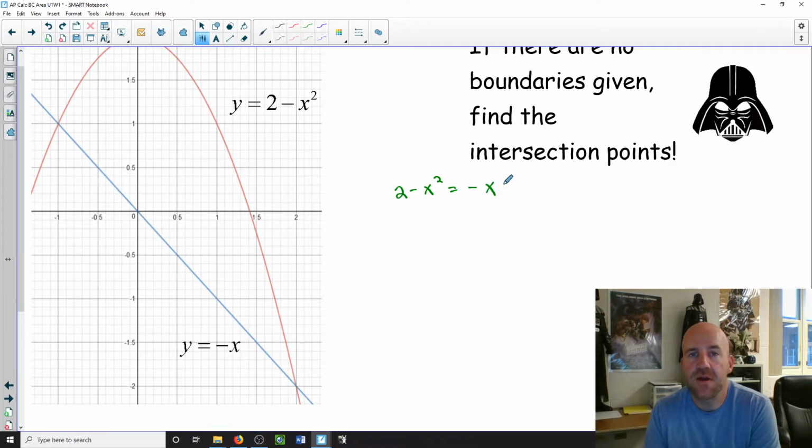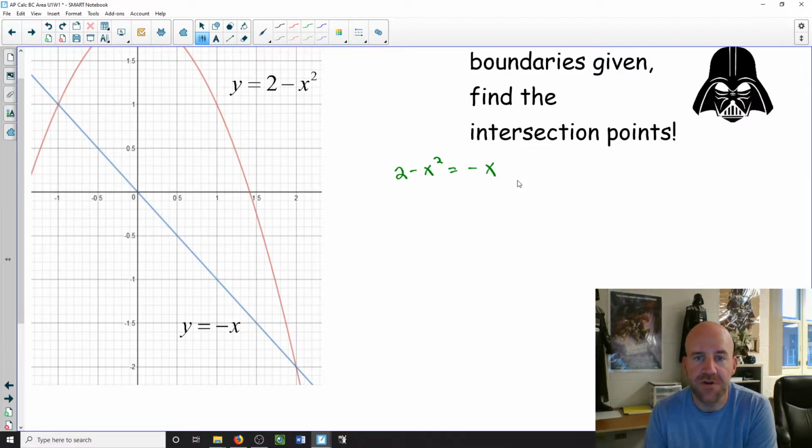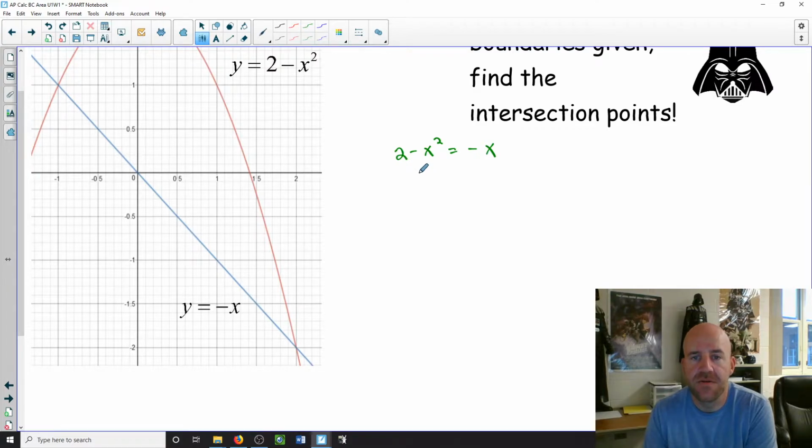So 2 minus x squared equals -x, and then we go ahead and solve for x. We have to remember our algebra here. Anytime you have an x squared term, an x, and a constant term, that means we're going to try to factor some way, somehow. In this case, we can do it. So we're going to move everything to the right-hand side. So it's going to be 0 equals x squared minus x minus 2.